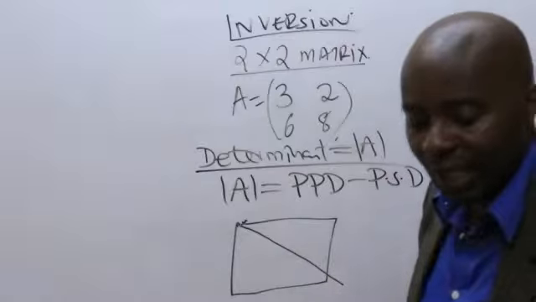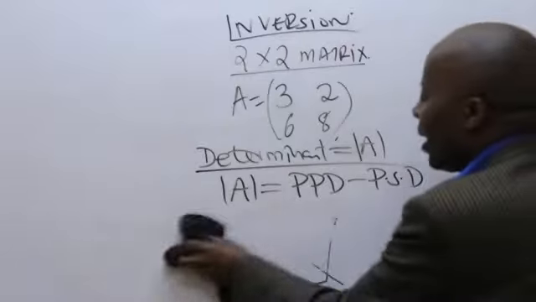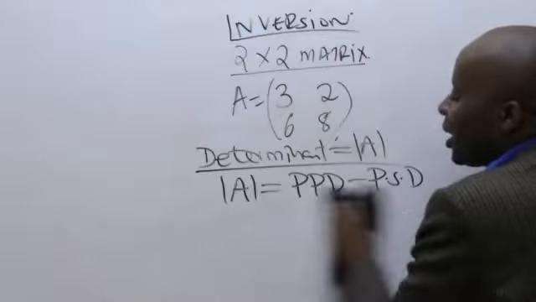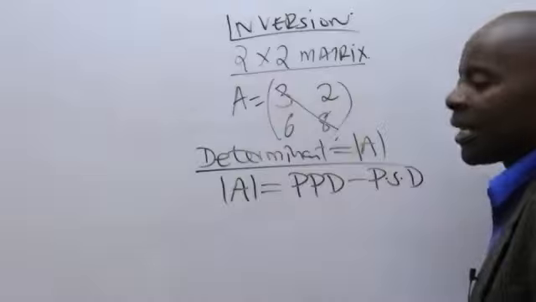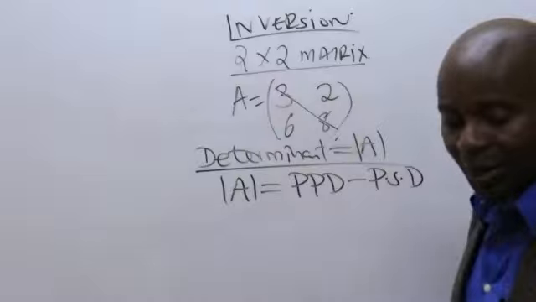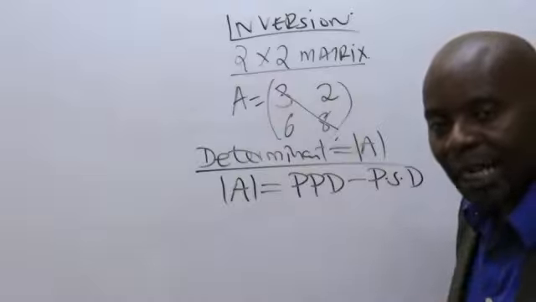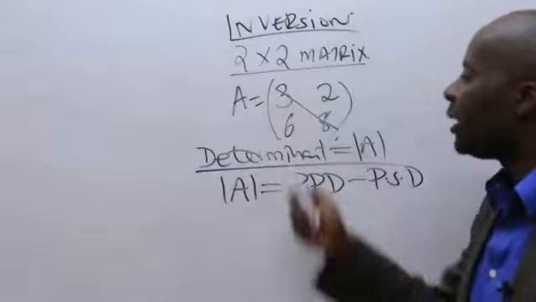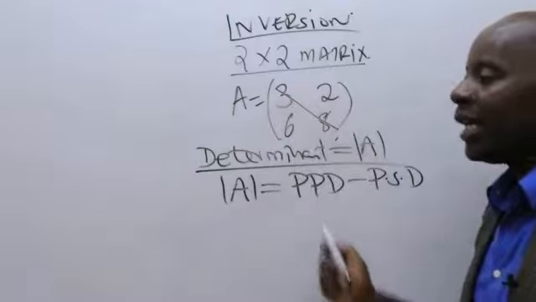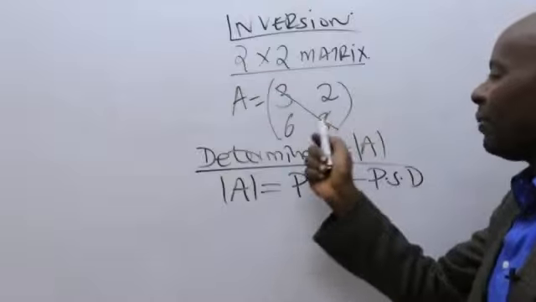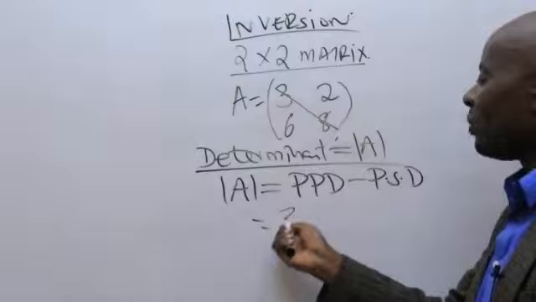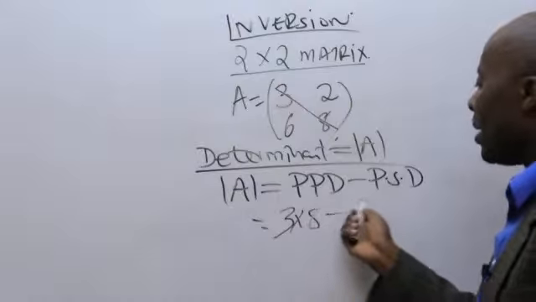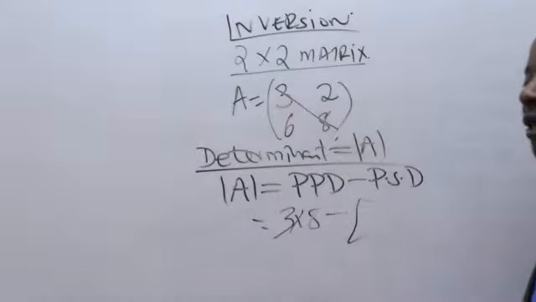The same case applies with our square matrix, ladies and gentlemen. This square matrix has got the primary diagonal. The primary diagonal is that diagonal that starts from the first element of the entire matrix, which is 3 times 8. Therefore, ladies and gentlemen, this will be 3 times 8 minus the product of the secondary diagonal.